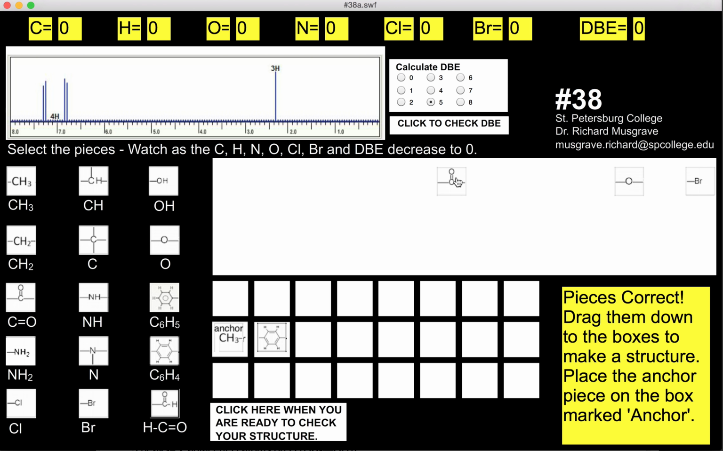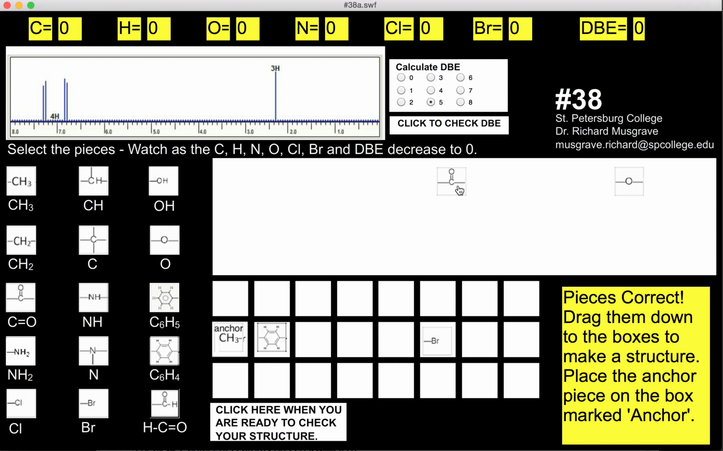We have a C double bond O and an O over here and a Br. The Br is obviously going to go on the end, so I'm pretty confident about the placement of that, but I'm not sure where this C double bond O and the O are going to go yet. Now I can get some clues about that by looking at the placement of the CH3 group. As you can see, it lies between 2 and 3.